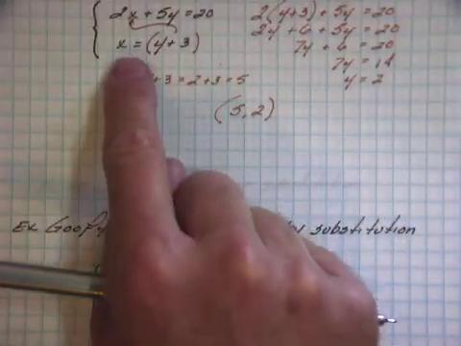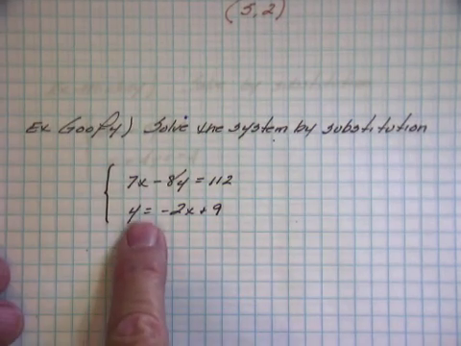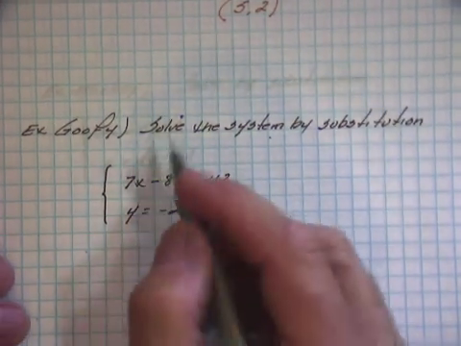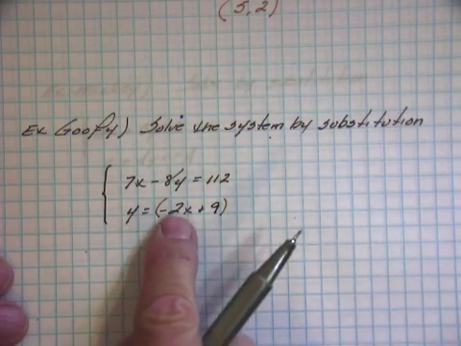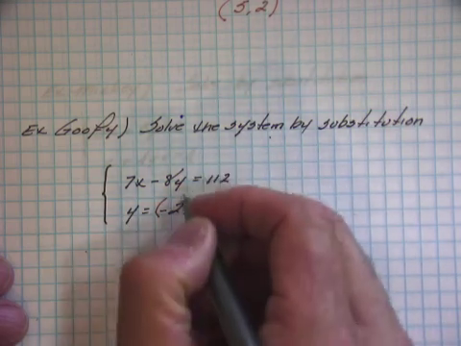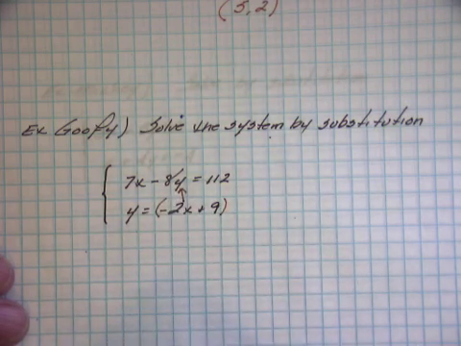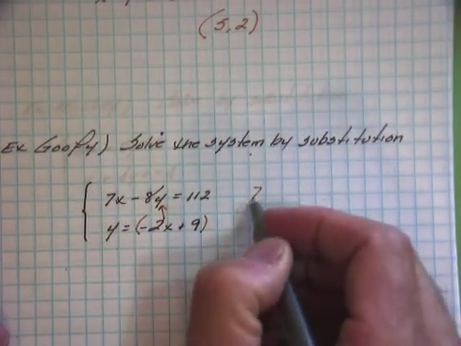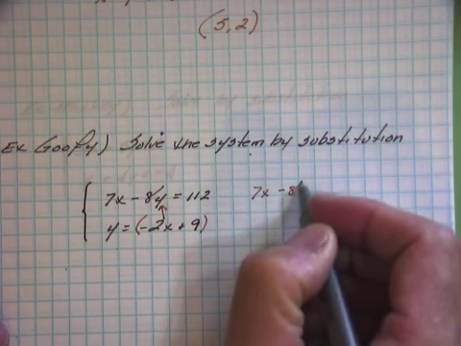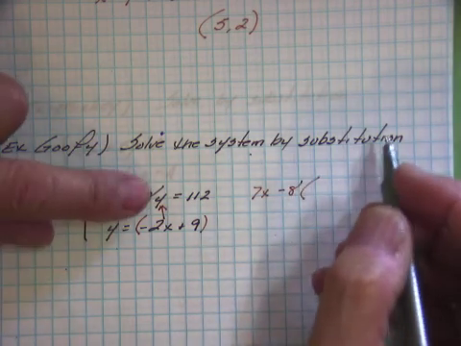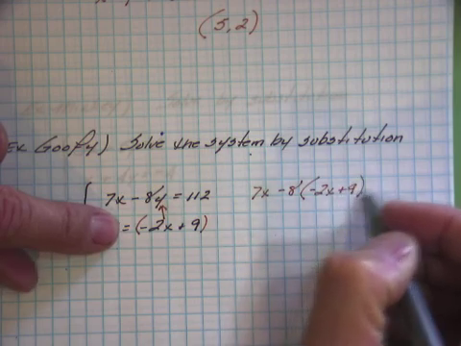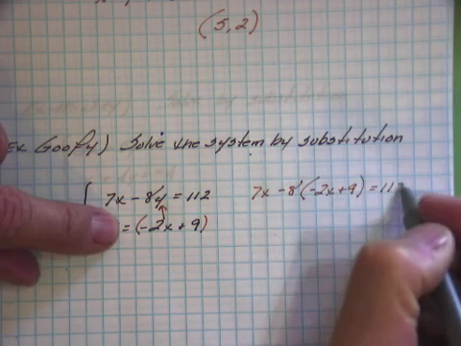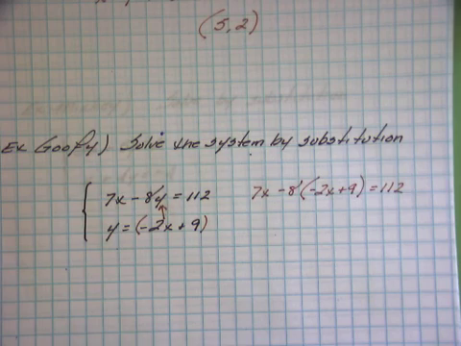Now let's look at example Goofy. See, the first one, x was solved for something, but down here, y is solved for something. Doesn't change the method, it just changed where I substituted in. Y equals negative 2x plus 9. That's going to go in for that y value. So I go 7x minus 8. Now I'm going to take out the y, and I'm going to put in negative 2x plus 9 equals 112.